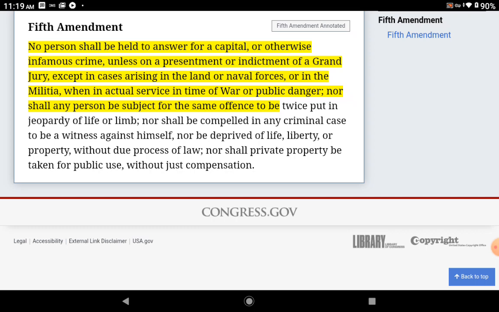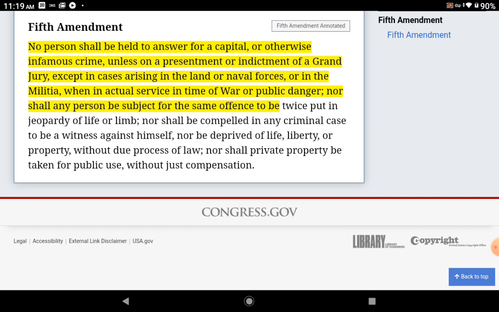Really? Nobody can be put through jeopardy twice. Alex Trebek is going to be upset. Nor shall they be compelled in any criminal matter, doesn't matter even if it's treason, to be a witness against themselves.